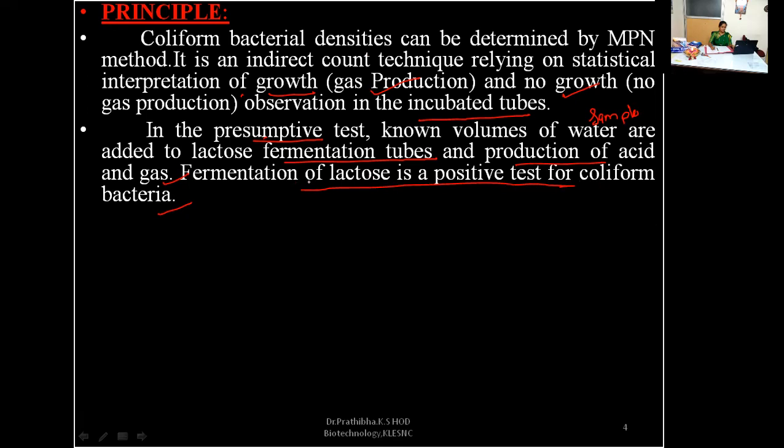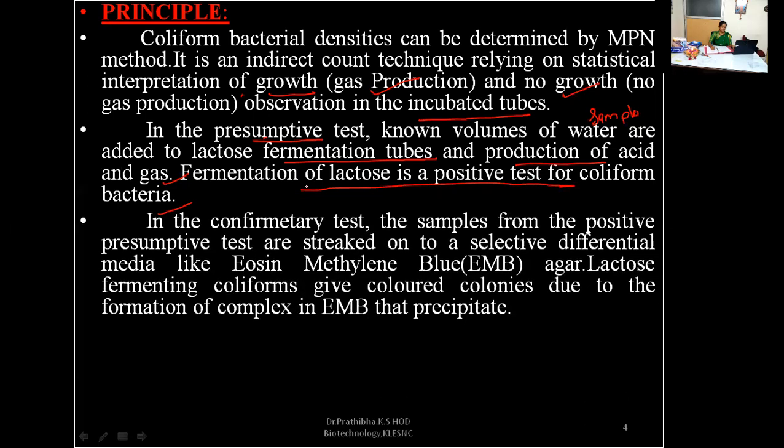If there is no fermentation, then negative. No fermentation means no acid production and no gas production. So whether the bacteria in the water sample along with the lactose broth are responsible for producing acid or gas, you are going to make a note here.